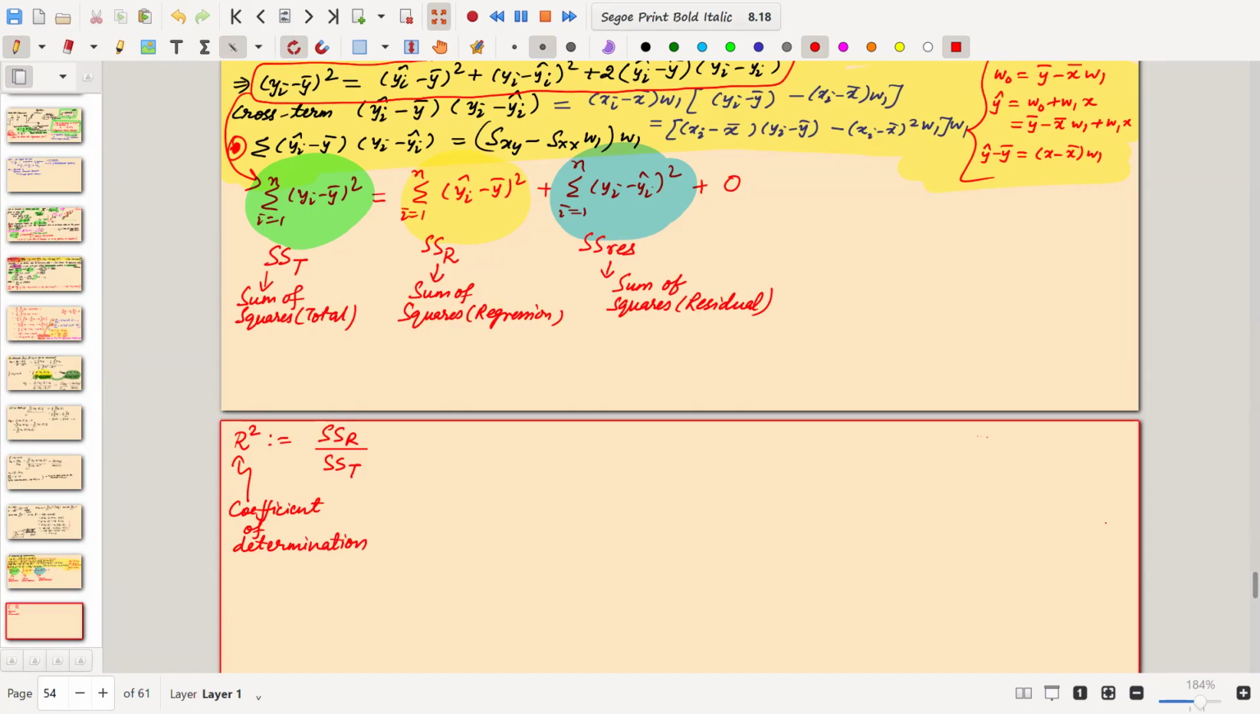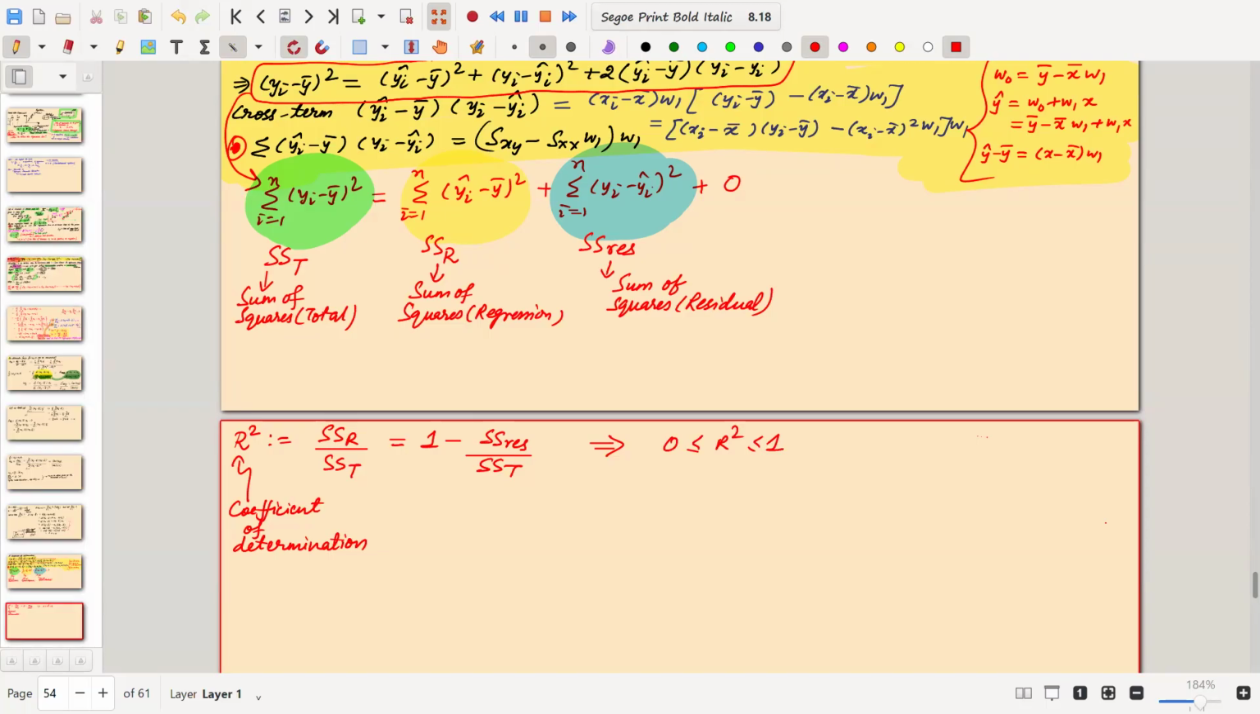This is known as the coefficient of determination, that is R2, which is equal to SSR divided by SST. This is also equal to 1 minus SS residual divided by SST. So what does it tell you? Try to understand that: it tells you that R2 can lie between 0 and 1. It is 1 minus something, and that something is also less than 1.